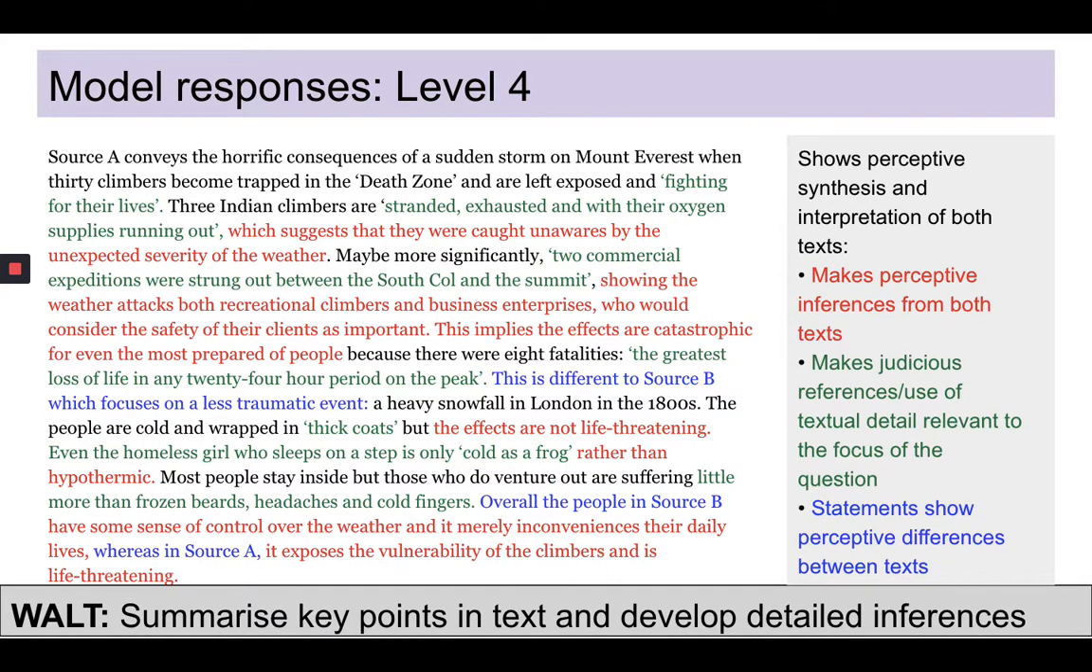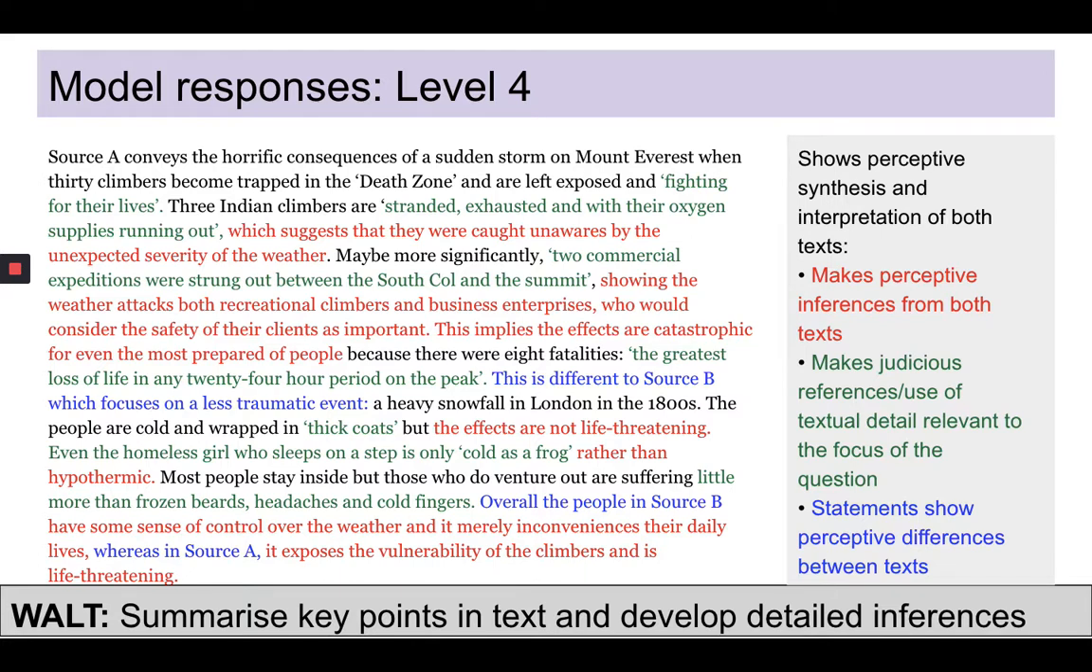So for this one, a level 4, so this is a top end response. You can see it's a lot more detailed. There's more red, so there's more inferences that are being made in this. There is some more evidence and textual references that are integrated throughout the response as well.